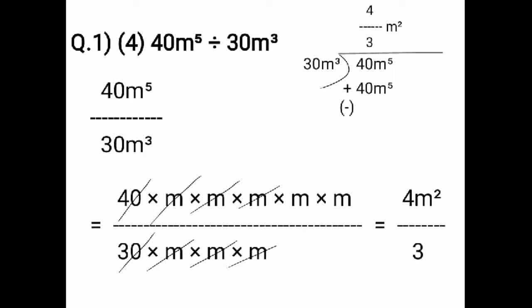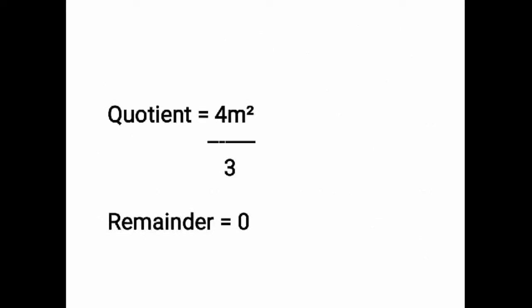Okay, if minus is there, subtract it now. Plus into minus is minus. Okay, 40m raised to 5 minus 40m raised to 5, answer is getting 0. Remainder is getting 0. Before you write remainder 0, you have to cancel 40m raised to 5 minus 40m raised to 5, and then write remainder 0. Okay, then finally write quotient and remainder. Quotient is equal to 4m square upon 3, remainder is 0. Like this we have to write the answer.